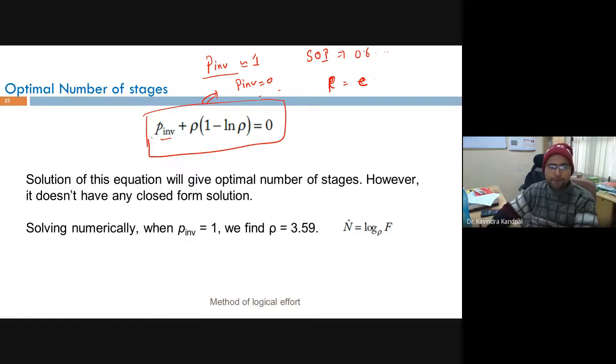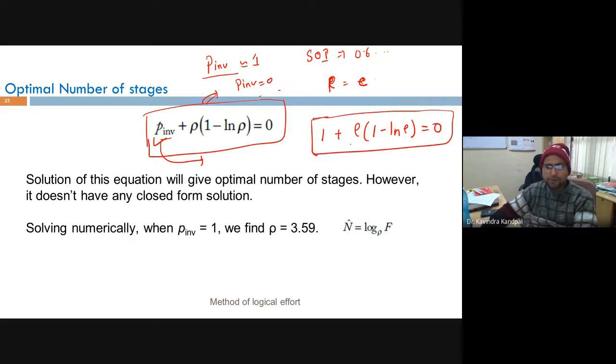Usually, if you take P inverter equal to 1, then P inverter plus rho into 1 minus ln rho equals 0. You are not going to solve this equation by normal computation. You have to use a numerical method, and if you do it numerically, you will find the closest match comes with rho equal to 3.59. You're getting my point?